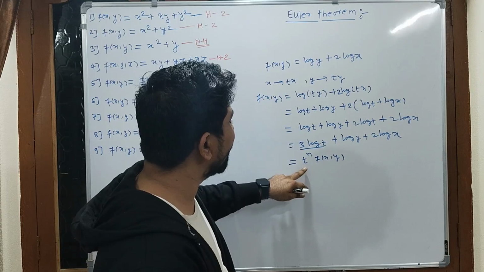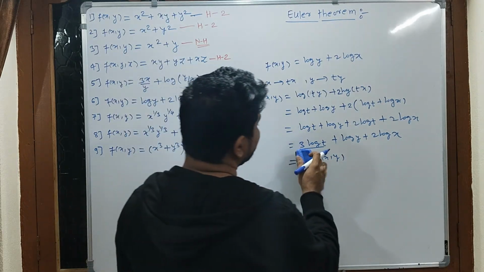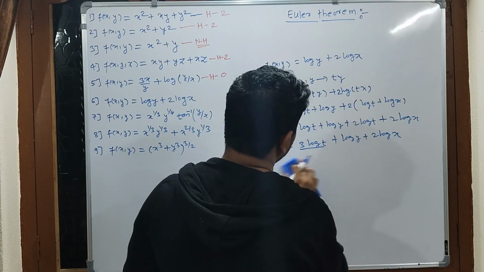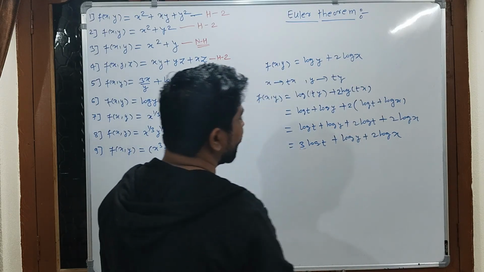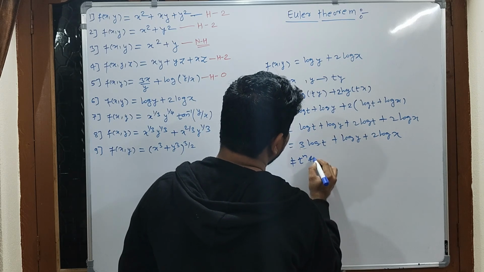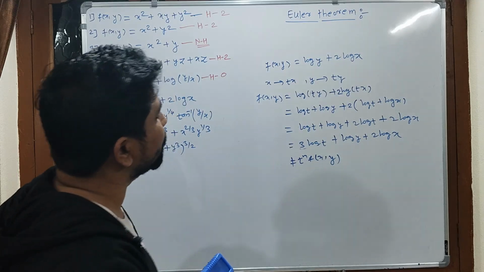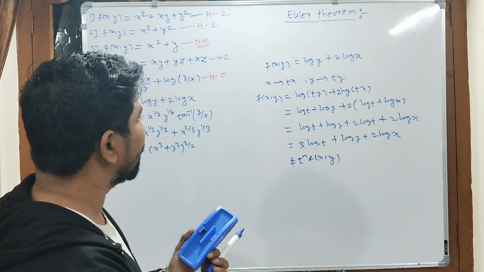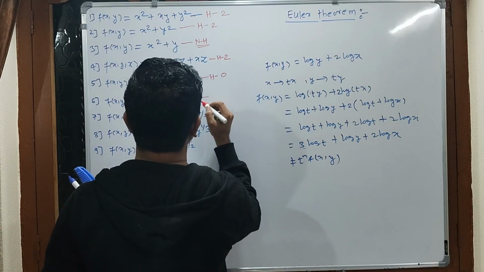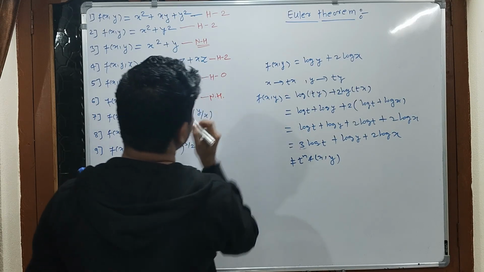It is not possible to write this function in terms of this. If this were 1, I would write t to the power 0 times something. But here this term never becomes 1, so I am unable to write this function in terms of t to the power n times f of x comma y. So this is not a homogeneous function. Forget about the degree; this is my non-homogeneous function.